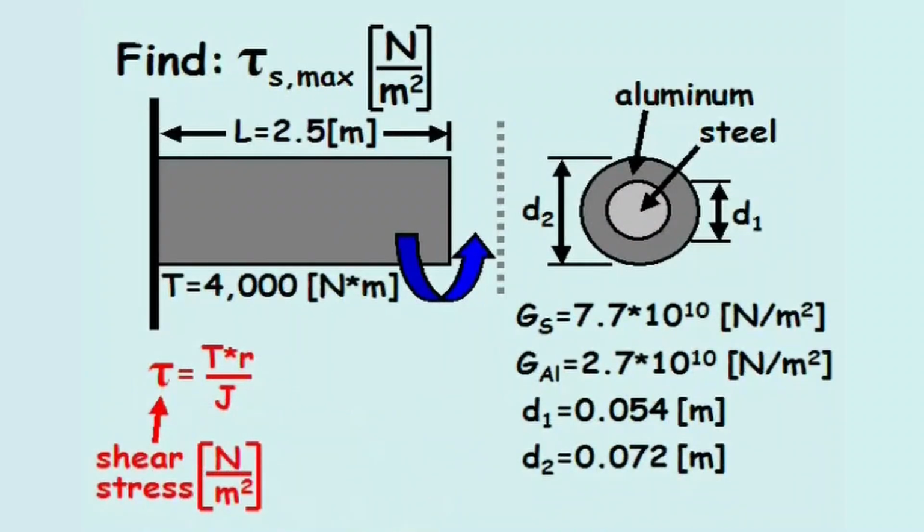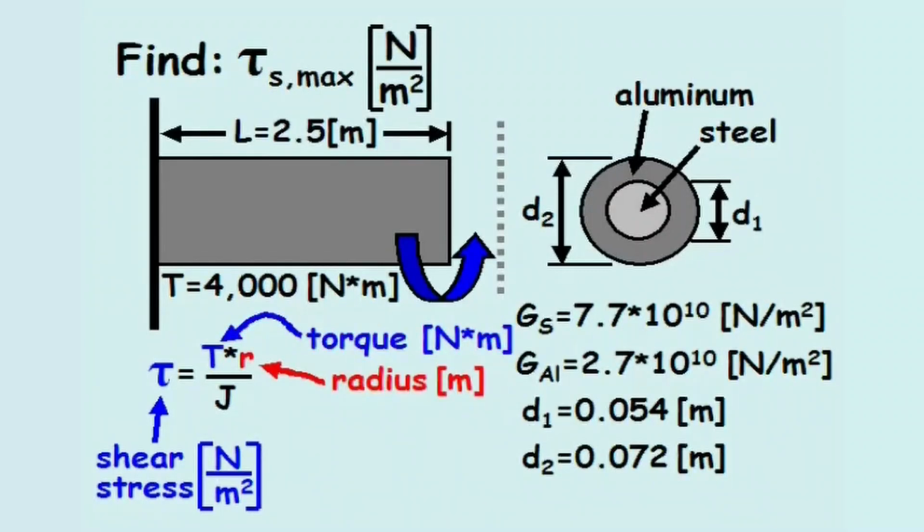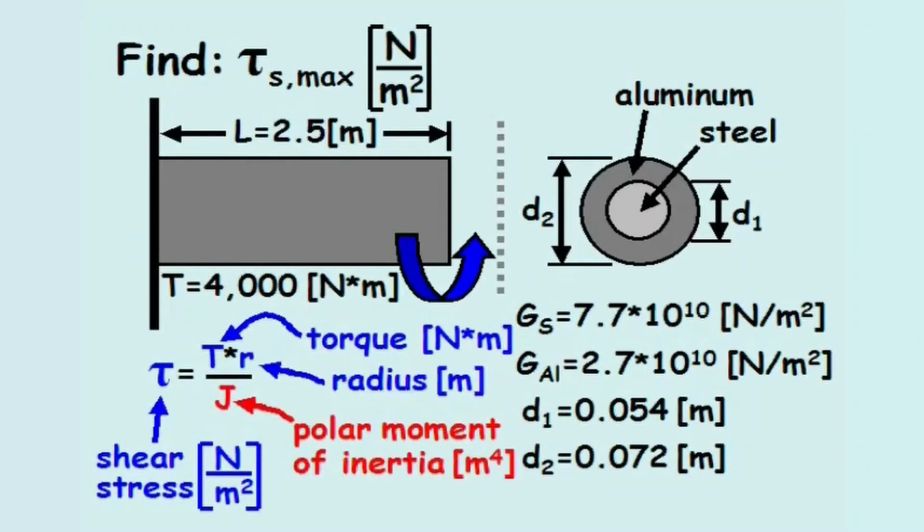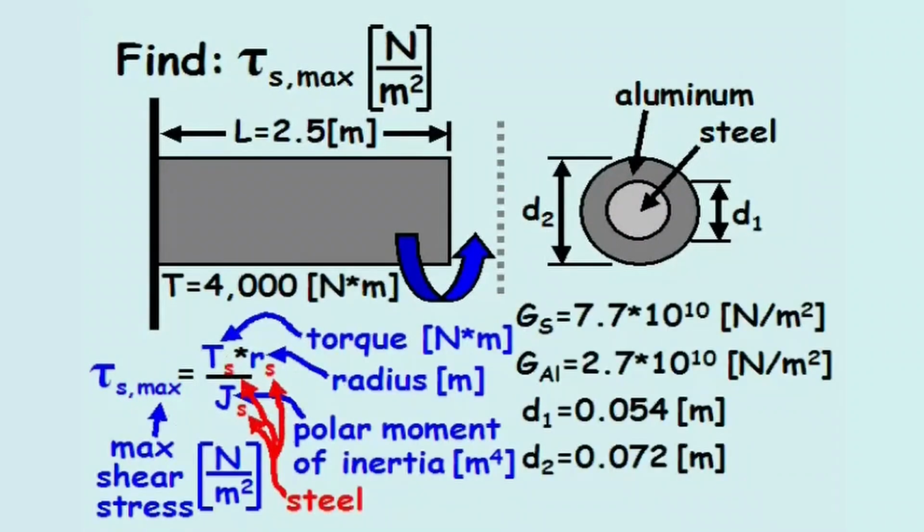The shear stress in a cylinder in newtons per meter squared caused by torsion equals the torque applied to the cylinder in Newton meters times the radius in meters for the point being evaluated divided by the polar moment of inertia in meters to the fourth. To find the maximum shear stress in the steel, we must evaluate this equation using the torque, radius, and polar moment of inertia specific to the steel part of the shaft.